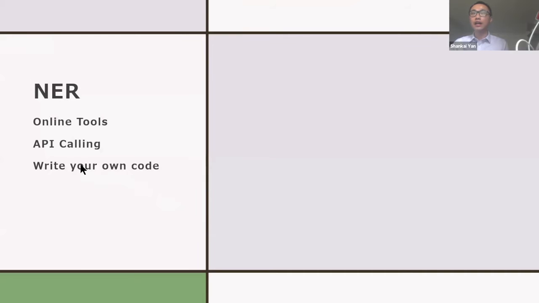go into the NER task, and you can do NER with online tools, or you may use a program to call an API to do the annotation. And the third choice is to write your own code to annotate the entities you need, in case the first two tools do not suit your needs.